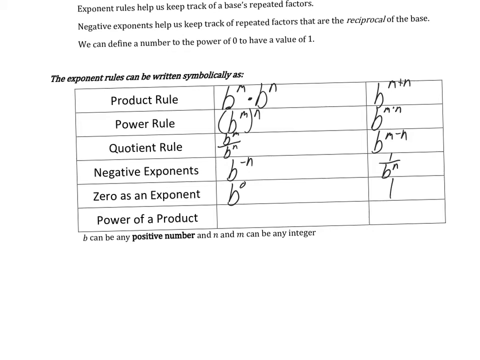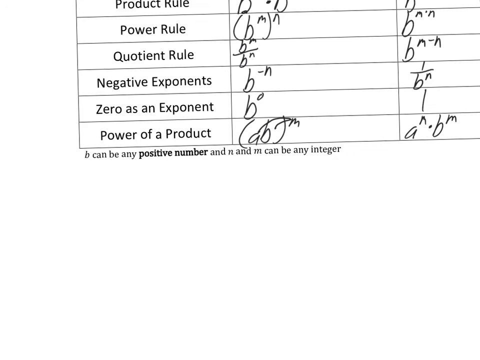And then power of a product. That tells me I'm going to have a, b to the m. All that this says is just go ahead and make everything go to that power. So a to the m times b to the m. This is where b can be any positive integer and n and m can be any integer.